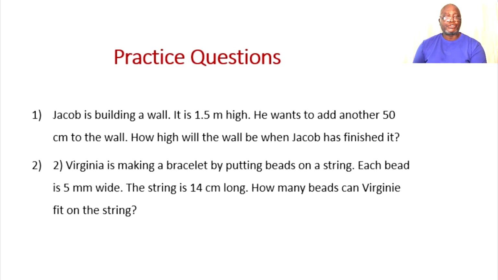Question 1. Jacob is building a wall. It is 1.5 meters high. He wants to add another 50 centimeters to the wall. How high will the wall be when Jacob has finished it? Question 2. Virginia is making a bracelet by putting beads on a string.